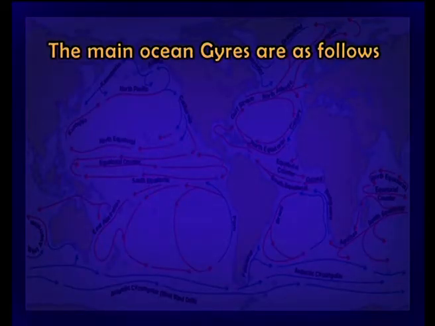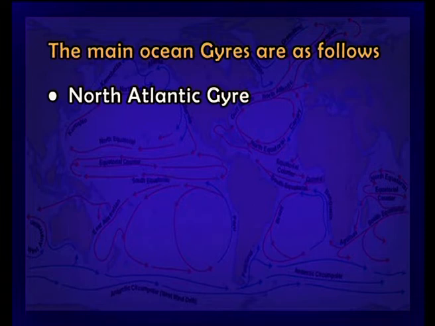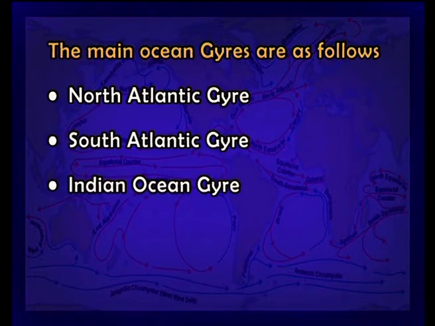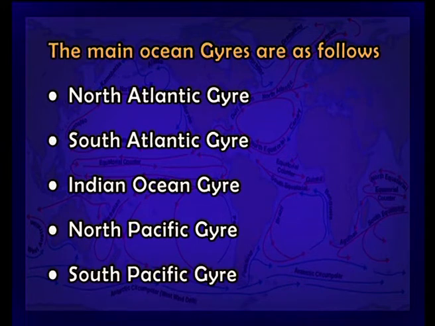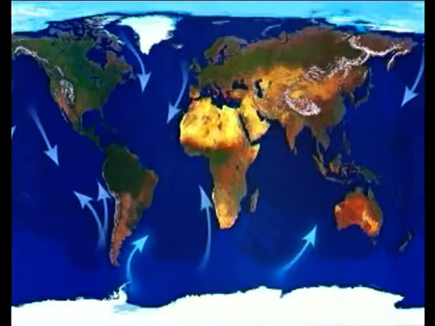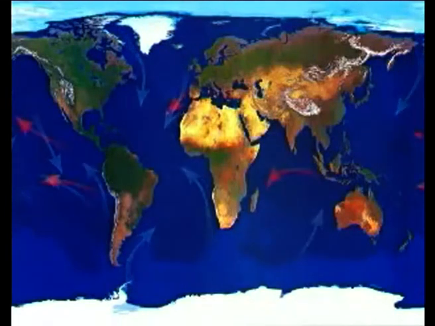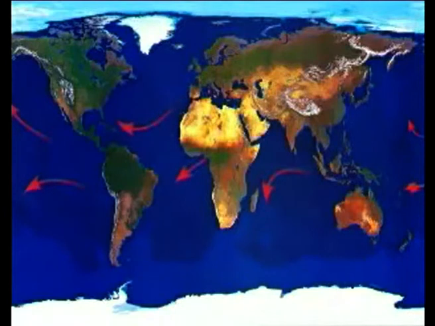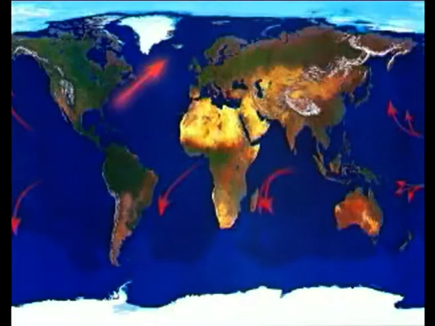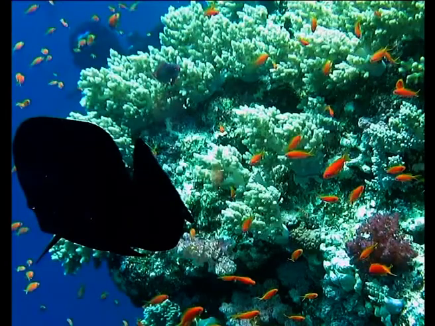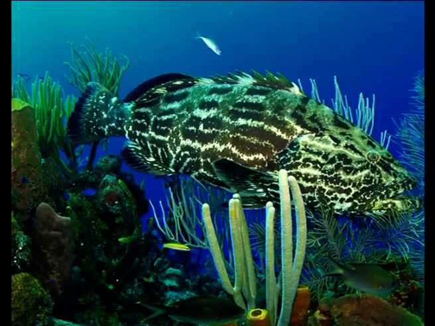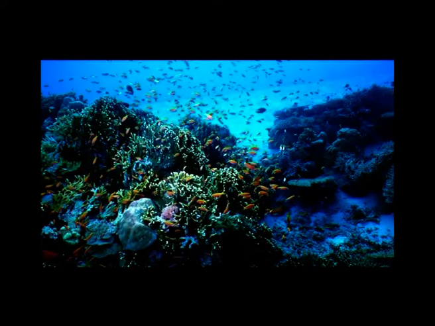Gyres are found in all the world's oceans. The main ocean gyres are as follows: North Atlantic gyre, South Atlantic gyre, Indian Ocean gyre, North Pacific gyre, South Pacific gyre, etc. The center of these gyres is stable with no circulation of water. Only on the circumference of these gyres currents operate. Also, the marine life in the center of these gyres is 3 or 4 times less than elsewhere in the oceans. This is due to lack of nutrients, as there is no circulation of water.